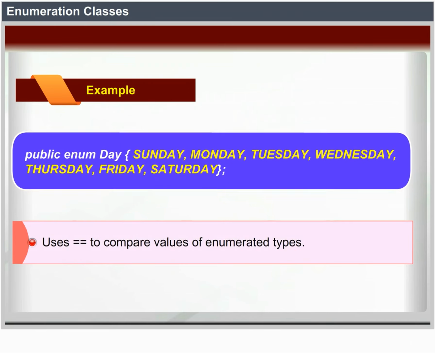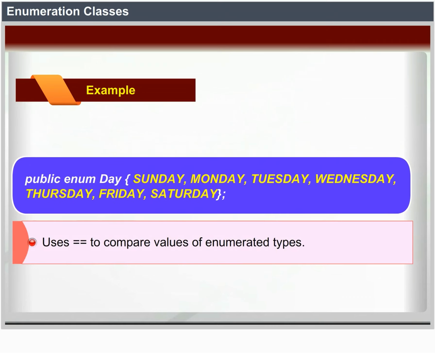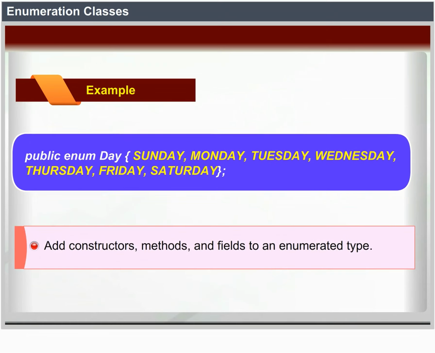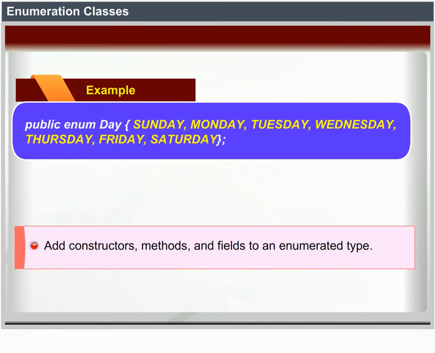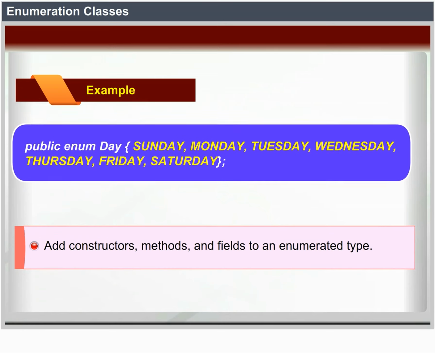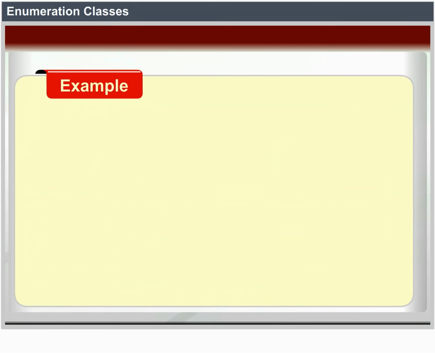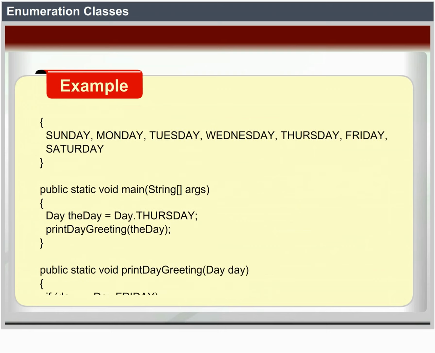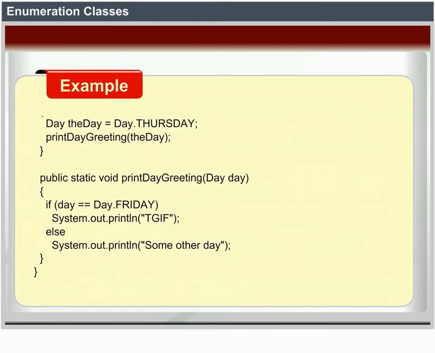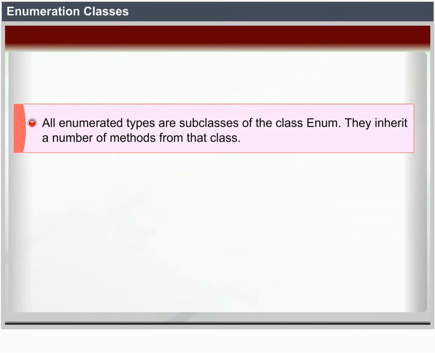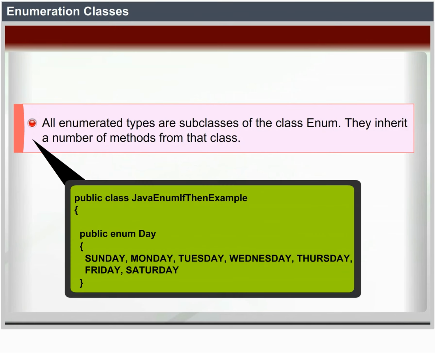Use double equals (==) to compare values of enumerated types. You can add constructors, methods and fields to an enumerated type. Example: all enumerated types are subclasses of the class Enum. They inherit a number of methods from that class.